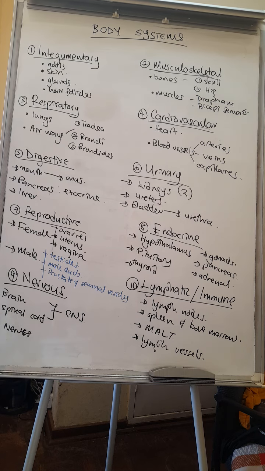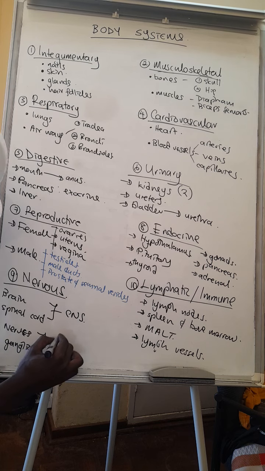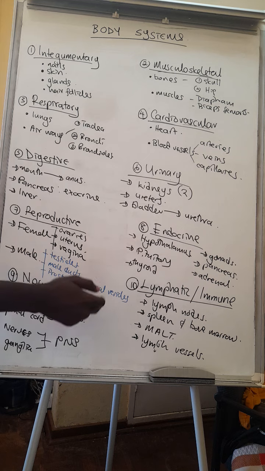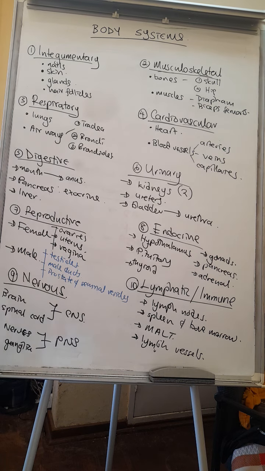An example of the nerves, the radial nerve, the sciatic nerves, the nerves and ganglia. These form the peripheral nervous system. So the nervous system is made up of the central nervous system and the peripheral nervous system. The central nervous system is the brain and the spinal cord, and the peripheral is the nerves and then the ganglia. So these are the systems that we have in the body.